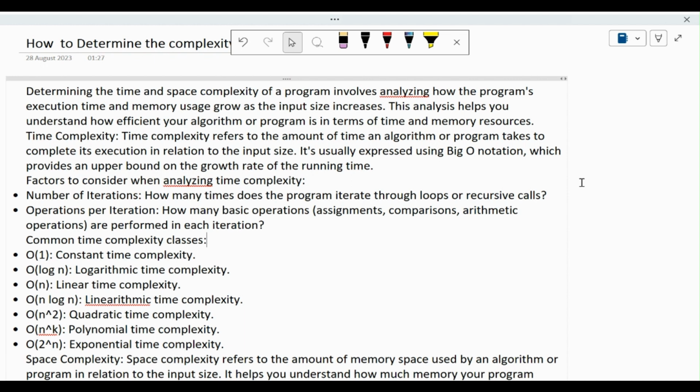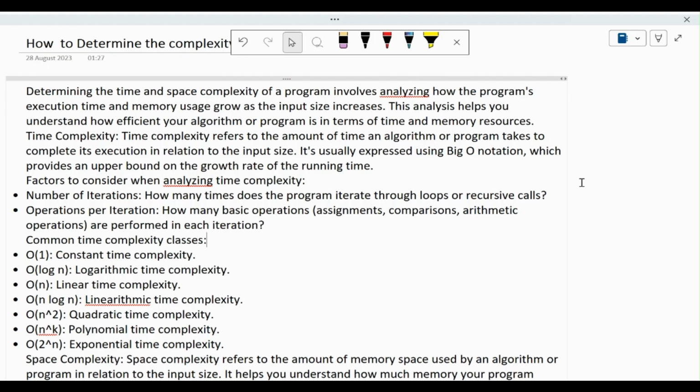First, we check the number of iterations for the particular program, how many iterations we are performing. It is one of the major components of time complexity to iterate through the loops or recursive calls. Second, we have the operations per iteration: how many basic operations like assignment, comparison or arithmetic operations. You all know what an assignment operator, comparison operator or arithmetic operation is. This is also a major component when measuring time complexity.